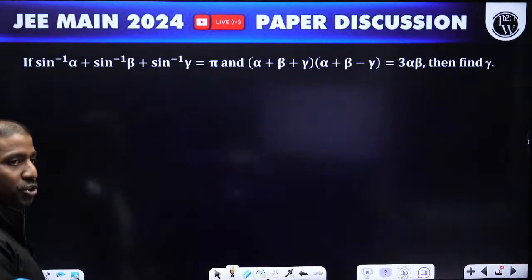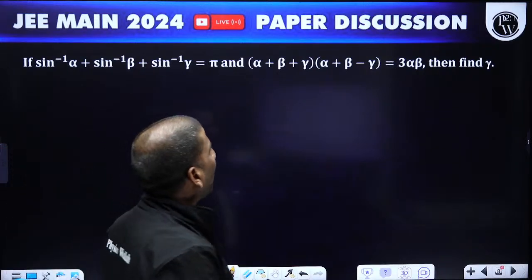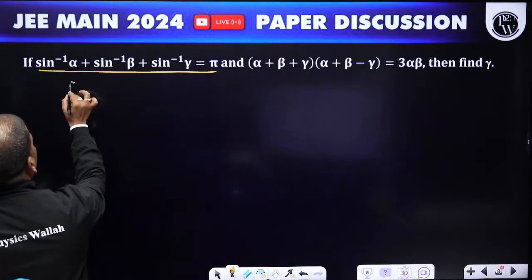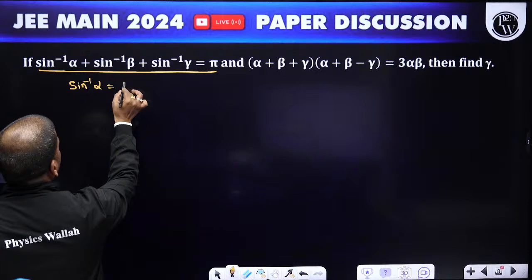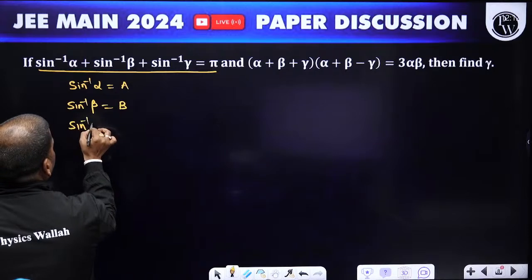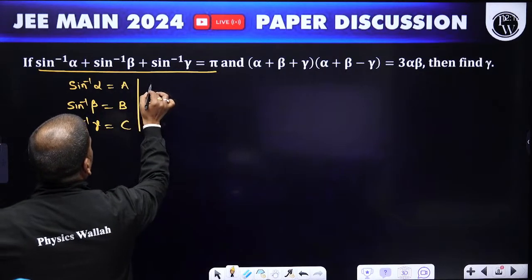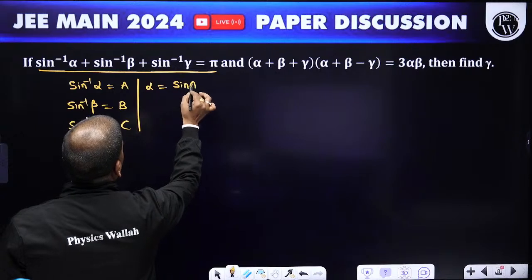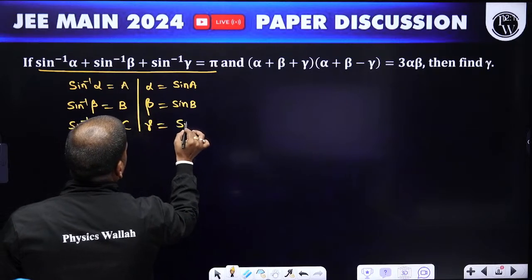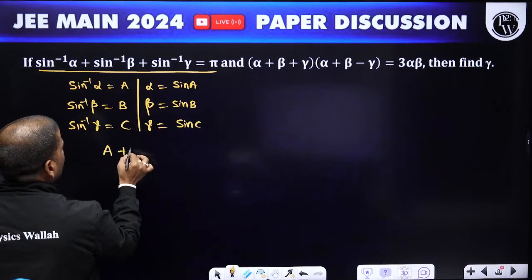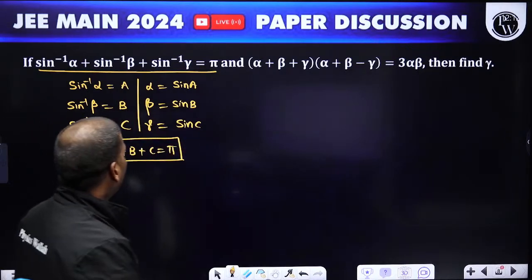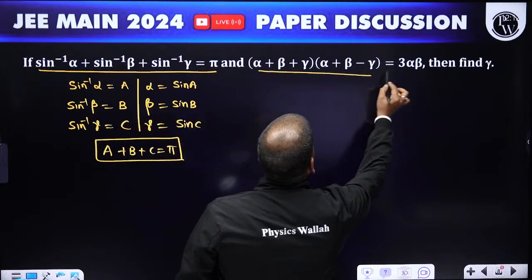Next, one more beautiful question. I will give you the simplest answer ever. Sine inverse trigonometric function. Let us take sine inverse of alpha is equal to A, sine inverse of beta is equal to B, sine inverse of gamma is equal to C. What do you get? Alpha is sine A, beta is sine B, gamma is sine C. A plus B plus C is 180 degrees. So this is a triangle.